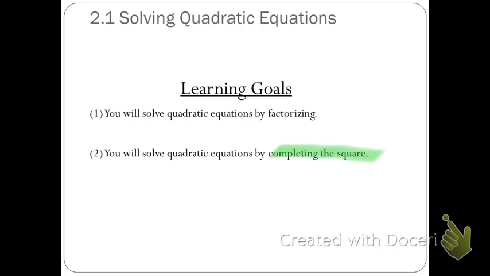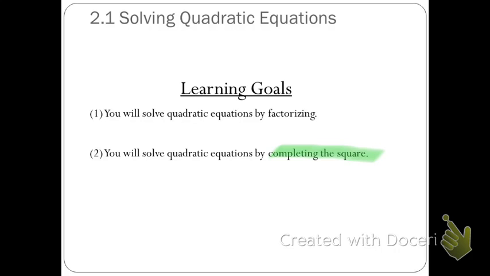Now, completing the square is a method that's good to learn for a couple major reasons, but the first and the most important is this. You cannot solve every quadratic equation by factorizing, but you can solve every quadratic equation by completing the square. So it's a method that works 100% of the time, where factorizing really truly works for a small percentage of the quadratic equations that are out there.